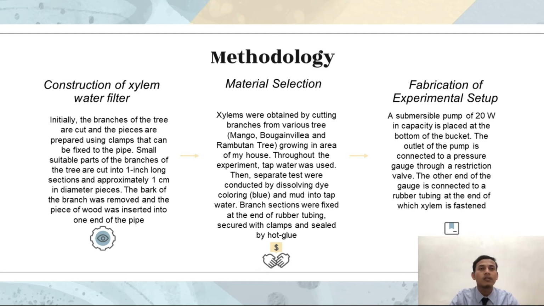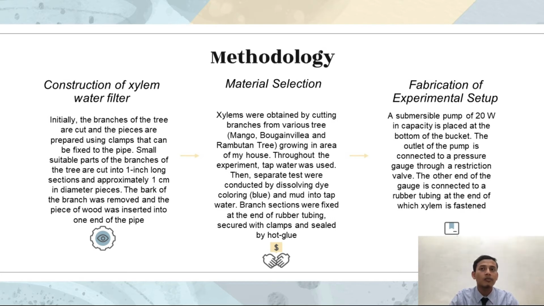Second, it is material selection. Xylem were obtained by cutting branches from various trees, that is mango, bougainvillea and rambutan trees, growing in the area of my house. Throughout the experiment, tap water was used. Then, spray tests were conducted by dissolving blue dye coloring and mud into tap water. Branch sections were fixed at the end of a rubber tube, secured with a clamp and sealed by hot glue.